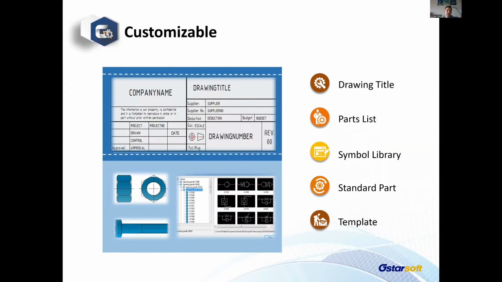Okay, the third part is customization. Not only the standard, we can do a lot of customization in the GstarCAD Mechanical version, like the drawing title block, the part list, the symbol library, the standard part, and the templates. Later in my demonstration, you will see some of the customization functions. So we can see that the GstarCAD Mechanical version is more flexible compared with other 2D software, including the GstarCAD platform. This is one of the advantages of GstarCAD Mechanical.